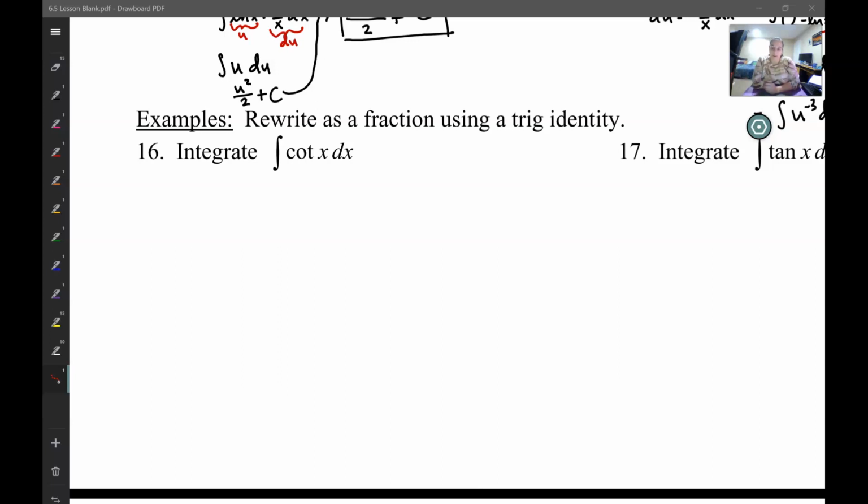Welcome to the last video for this lesson. Now in this video we're going to prove the integral for cotangent and tangent.